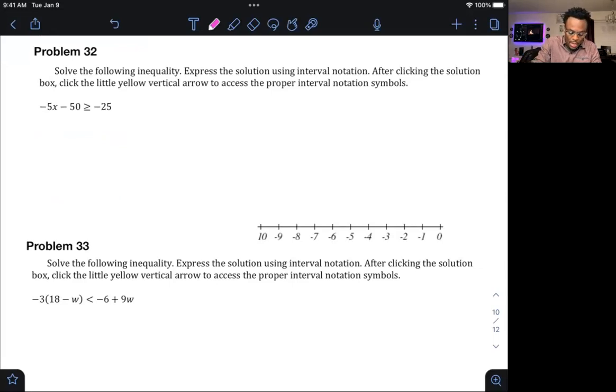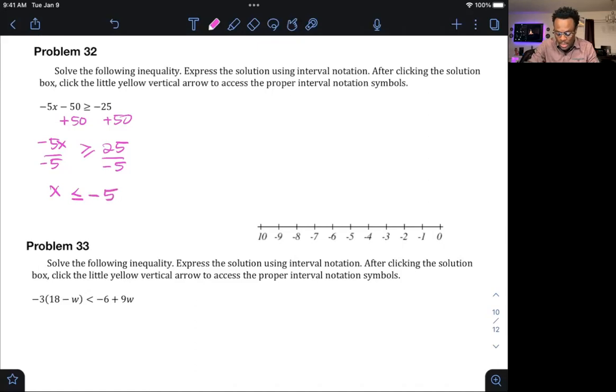So let's get started by adding 50 on both sides. -5x greater than or equal to 25. So we divide by -5. When you divide or multiply by a negative number, that switches the direction of the inequality. So that takes me to x less than or equal to -5.